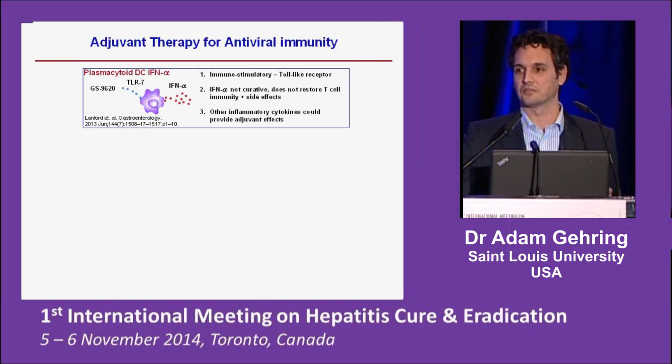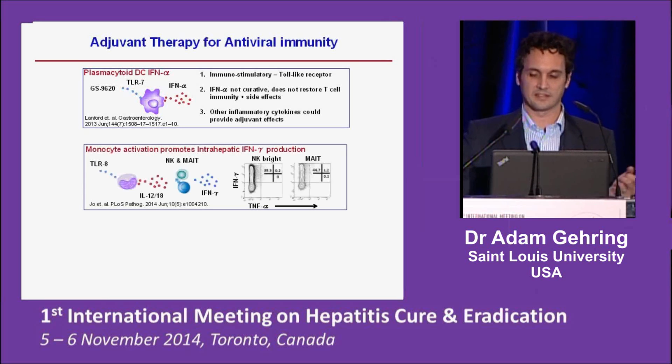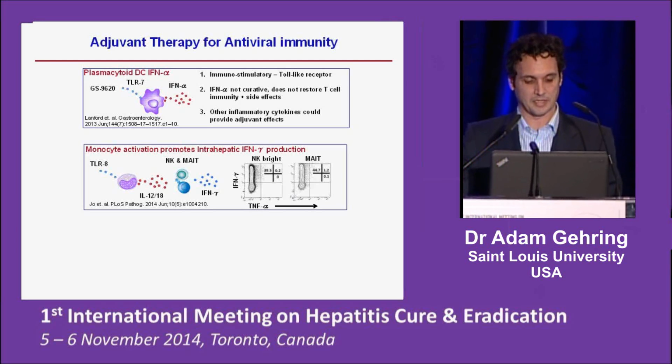Interferon gamma is critical for the non-cytopathic clearance of hepatitis B. So, using the right TLR adjuvants, you might get the right antiviral cytokines to get hepatitis B clearance. This was not done in the context of hepatitis B, but it's an extrapolation from the data.